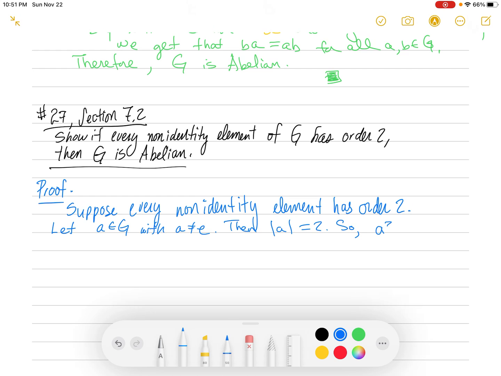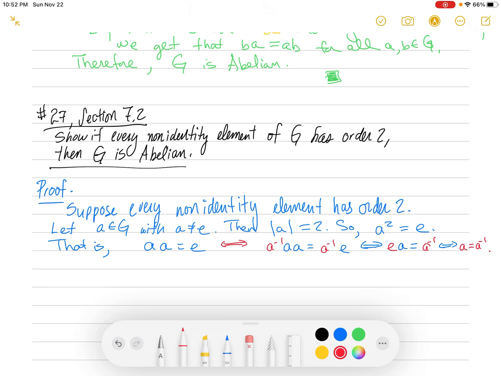In other words, A squared equals the identity, right? In other words, AA equals the identity. Now what I'm going to do is multiply on the left each side by A inverse. I'm going to do A inverse AA equals A inverse E. So that's going to be equivalent to the identity times A equals A inverse. And that's going to be equivalent to A equals A inverse.